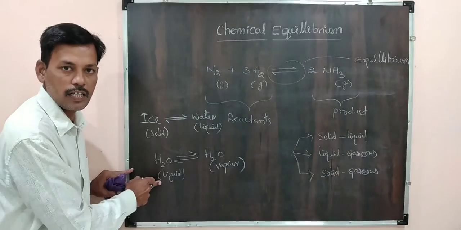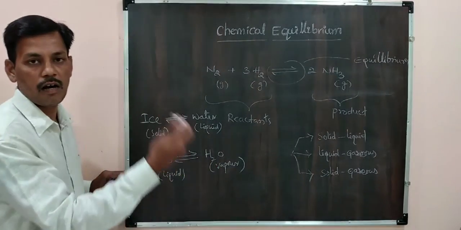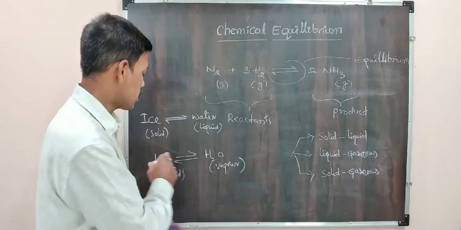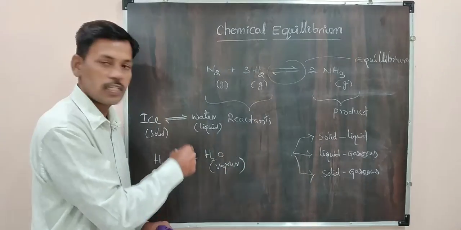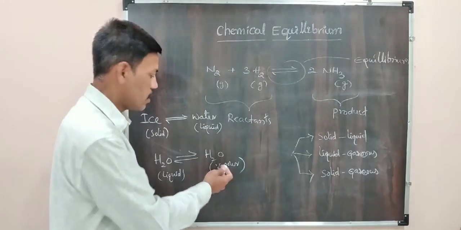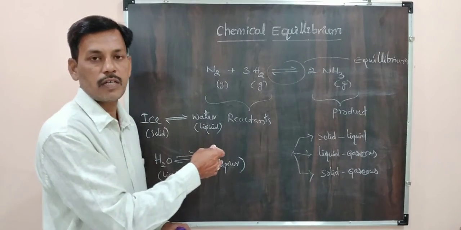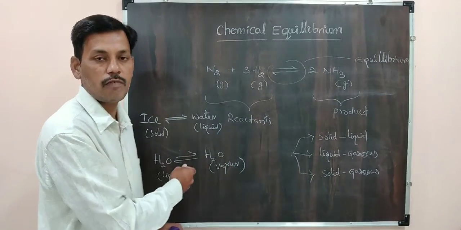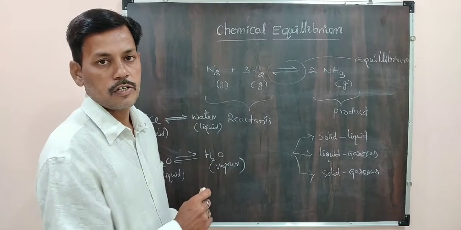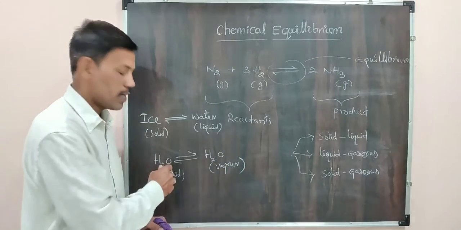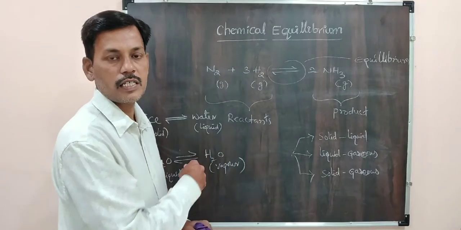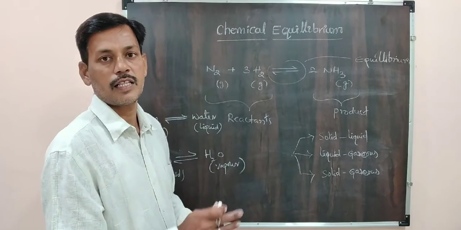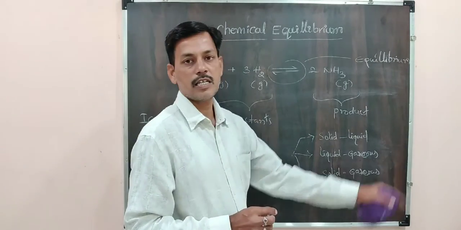So how does water become water vapor? In the process of evaporation. In the evaporation process, water becomes water vapor. So this is a forward reaction. When water vapor cools down and forms water again, this is called condensation. So here two processes are carried out: one is evaporation and the second is condensation. These two processes are at the same rate. That state is called liquid gaseous equilibrium.